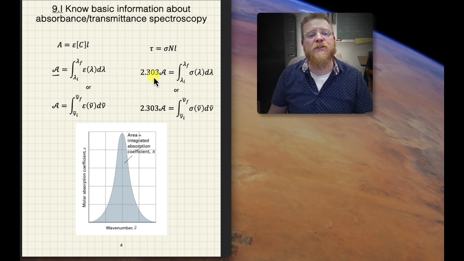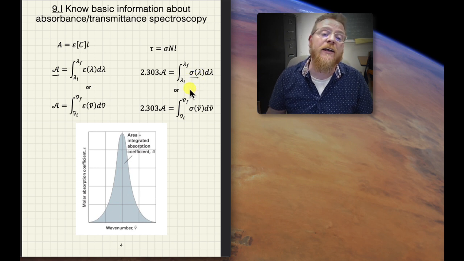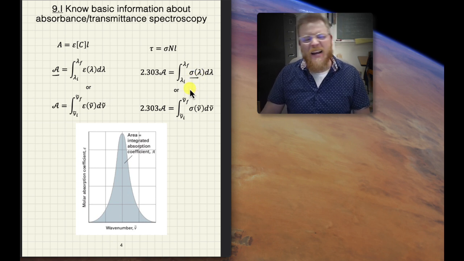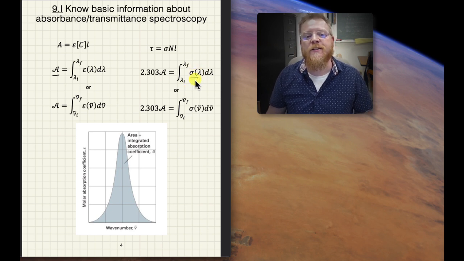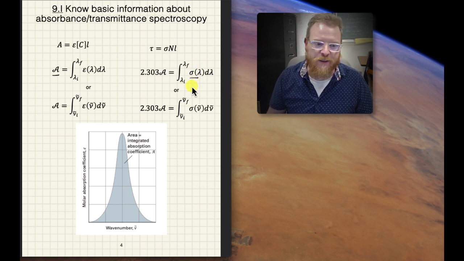And similarly, as you can see, if instead we multiply that integrated absorbance coefficient by 2.303, that puts us in this molecular, not molecular scale, but molecular units. So that will set us up to be able to use the cross section.